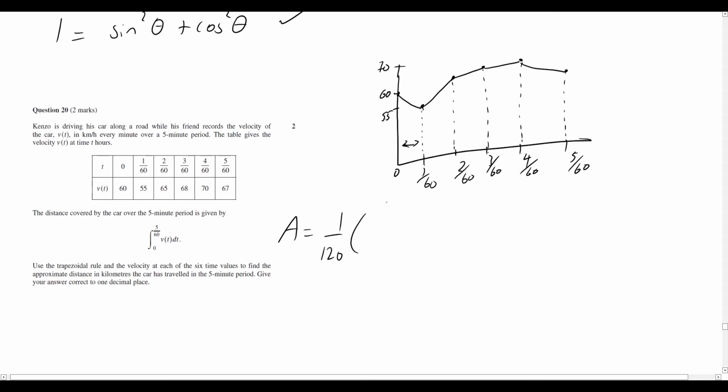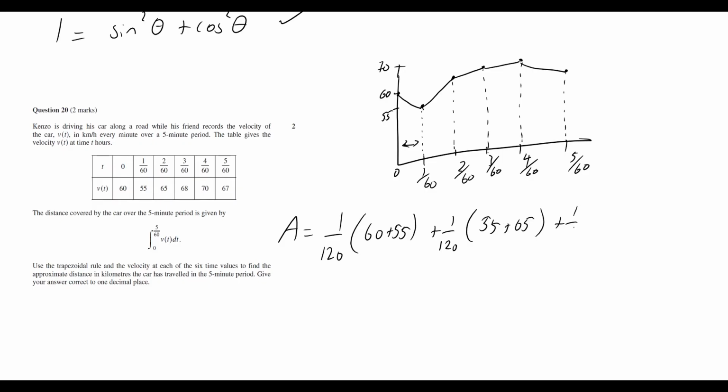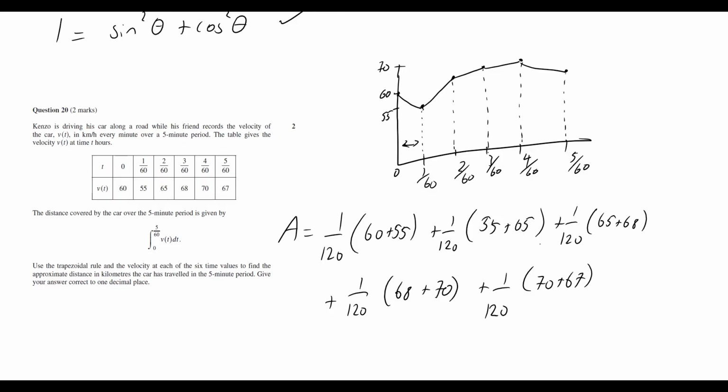And now, putting in the different values, so 1 over 120 times by 60 plus 55, plus 1 over 120 times by 55 plus 65, plus 1 over 120 times by 65 plus 68. Now, there are quick ways to do this, but it doesn't hurt to be a little bit thorough, plus 1 over 120 times by 68 plus 70, plus 1 over 120 times by 70 plus 67. So just putting in all of our different y values for the y positions that are next to each other.